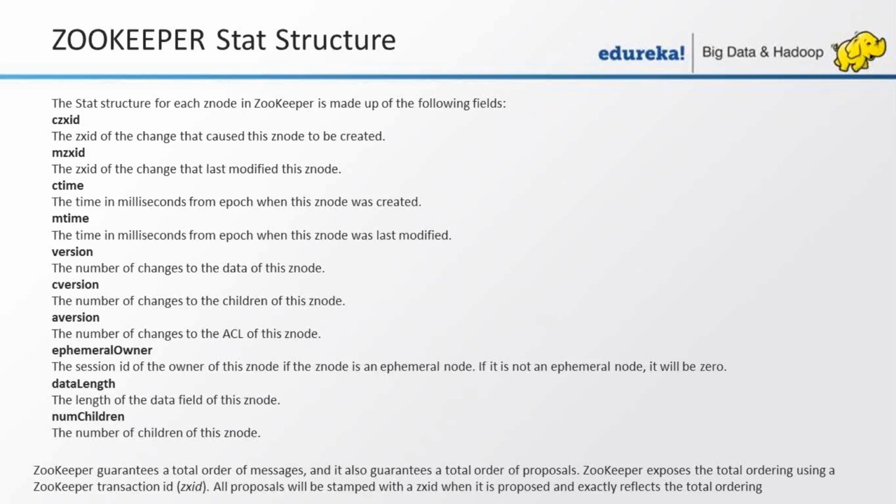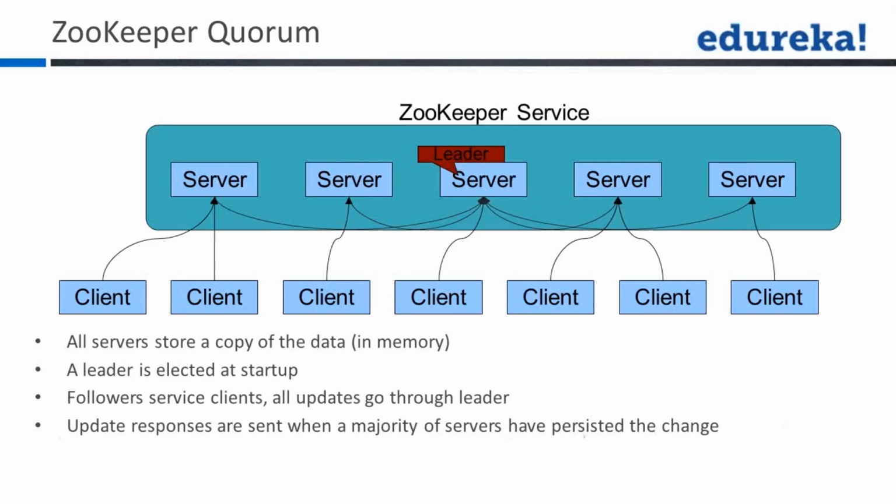So whenever a change happens, like multiple changes happen, it will have a transaction ID. So if these changes are started from different nodes also, the transactions will order those changes. So whatever order the transaction is in, in that order only the client will see those changes.